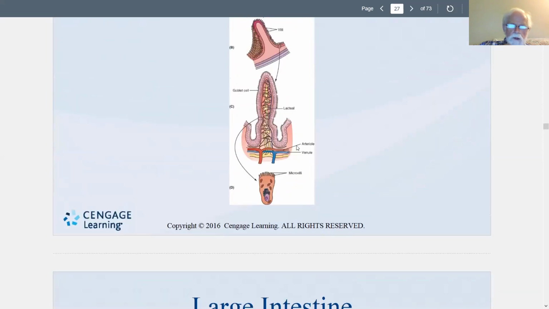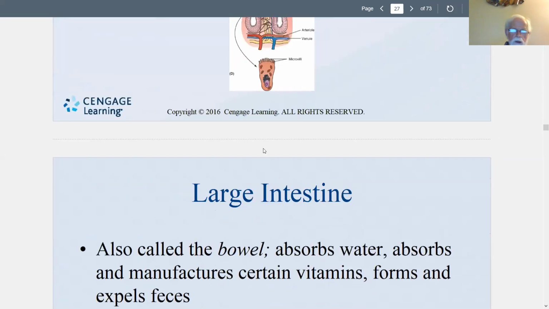Then if we have a little micro view of a microvilli, this is what we're looking at. This is a section of the villi and microvilli. So we have the lacteal glands and these goblet cells here. And since all these things are absorbed into the circulation, we have the arterioles and the venules that accompany that.